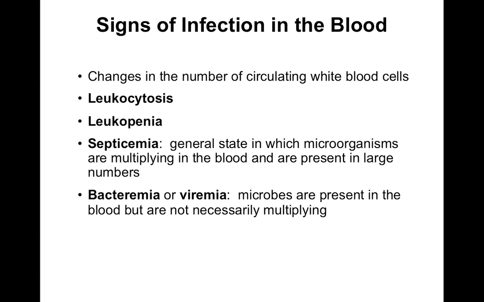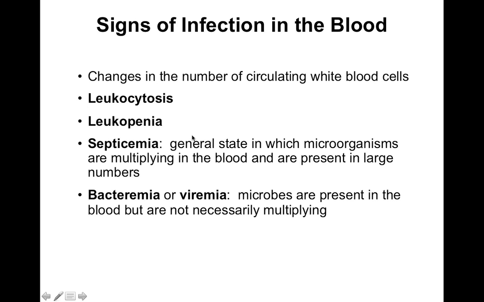Signs of infections in the blood. So you'll get change in number of circulating white blood cells. It's either leukocytosis, which is an increase in the number of white blood cells, or leukopenia, which is a decrease in the number of white blood cells. Depending on what the cells infect and what they do to the body, that determines what type of change in the white blood cells will occur.